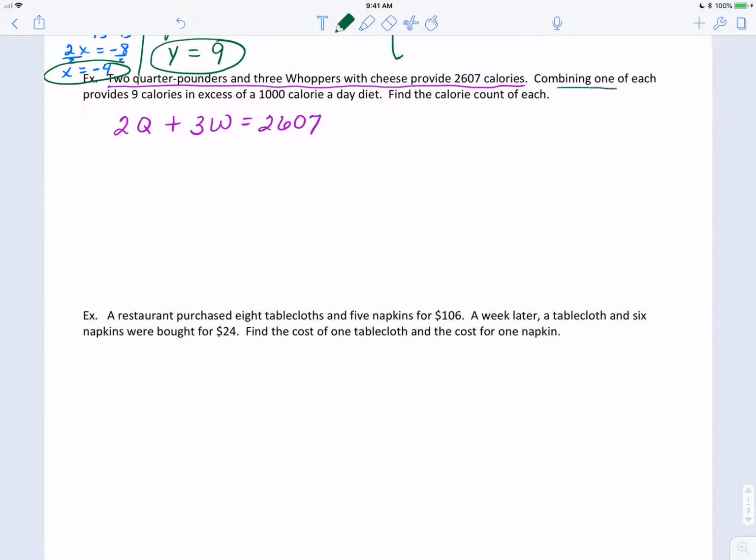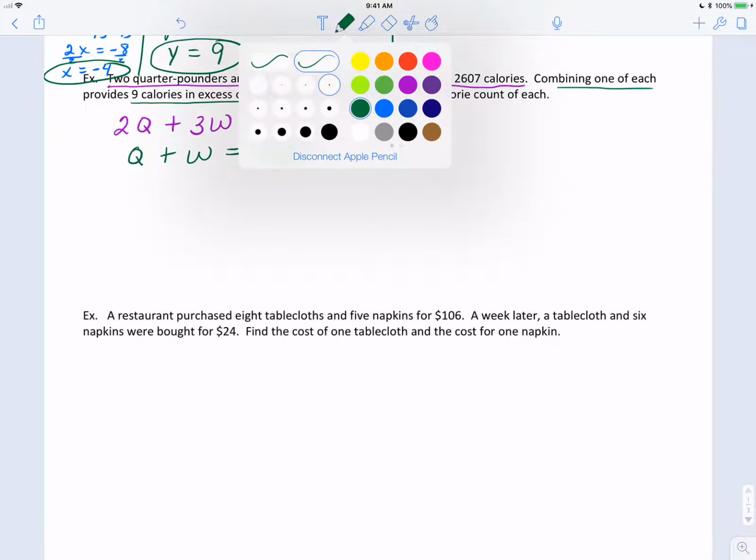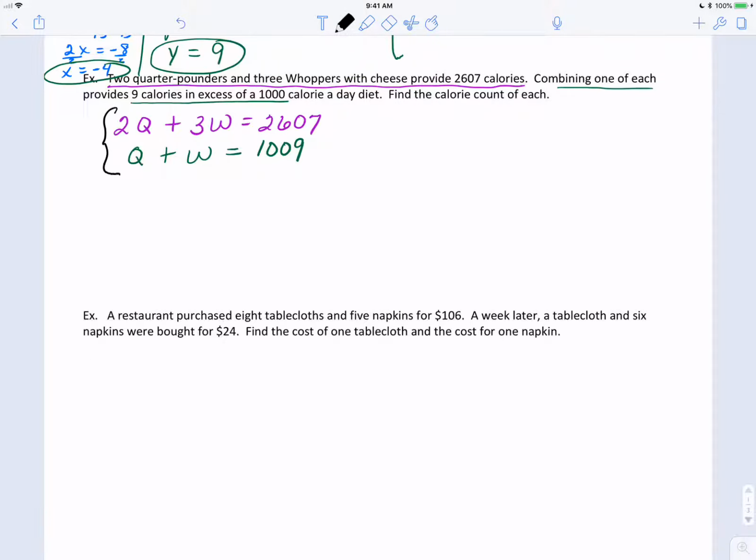Now, combining one of each, so we've just got 1 Quarter Pounder and 1 Whopper, is 9 calories in excess of a 1,000 calorie a day diet. Well, that means the 9 in excess of is 9 plus 1,000, so 1,009 calories. Okay, so hopefully you see how we've got both of those equations.